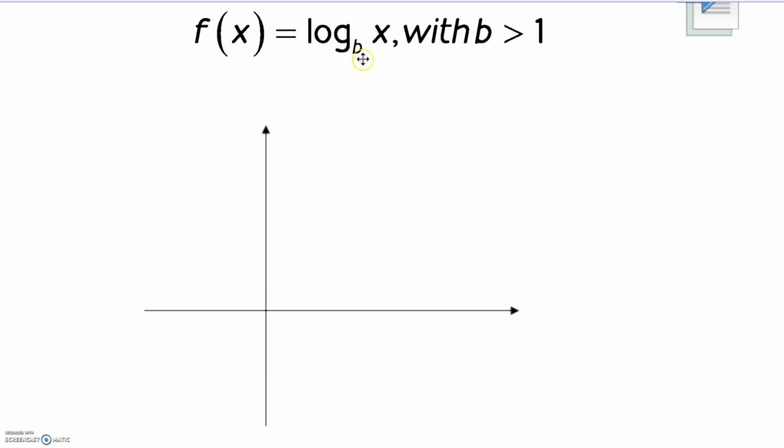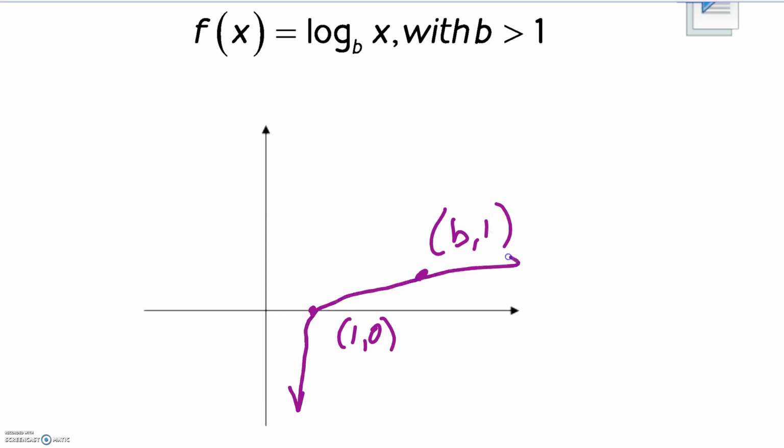But remember, whatever the base is, b, the graphs of log base b of x all look pretty much the same. You do have a point at (1, 0), because the log of 1 is always 0 no matter what the base is. And then you have the point over here, (b, 1), if b is your base, because log base b of b is always 1. So that's your basic graph.